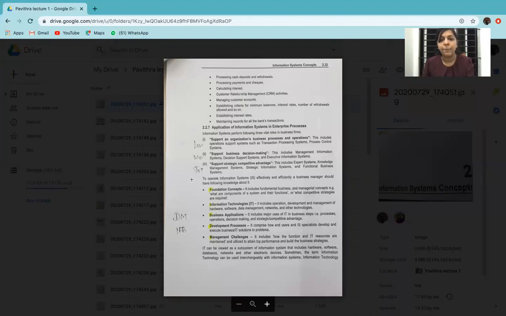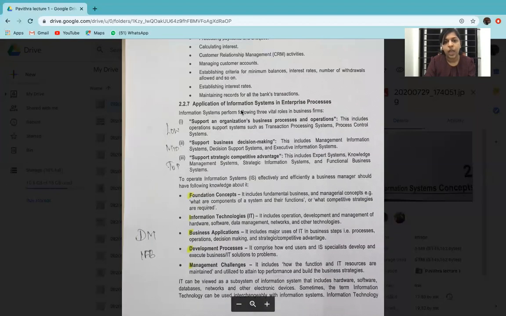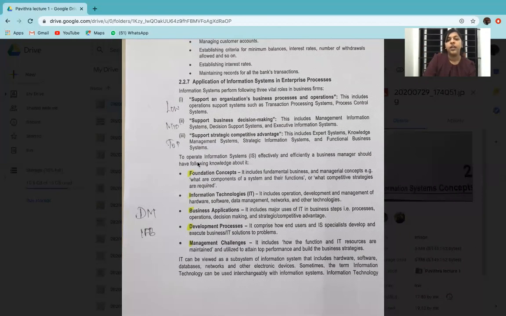Next, what is the application of information system in enterprise process? So how are they being useful for the enterprise? First one is to support organization business process and operations. That's for the lower level. Lower level is business process and operations, the mid level is for decision making, and the top level is for strategic competitive advantages.